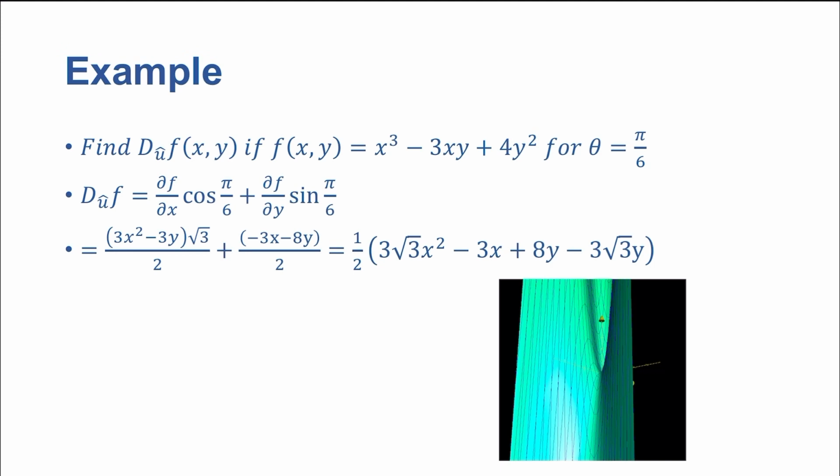So what we do is we can find those cosine and sine values and find our partial derivatives of this function, which is easy enough because this is just a polynomial. And what we get is (3x squared minus 3y) times root 3 over 2 plus (negative 3x plus 8y) over 2, which is equal to 1/2 times (3 root 3 x squared minus 3x plus 8y minus 3 root 3 y). Okay, so now let's say I want to find the directional derivative in the direction of u of function f at 1, 2. Well then, I just plug in 1 and 2 for my x and y values, and I get 13 minus 3 root 3 over 2.